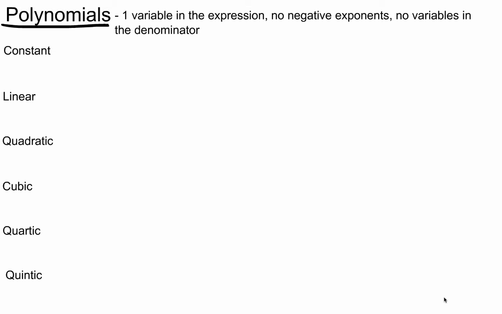So the first type of polynomial would be a constant. Let's just say we had 4. And you're probably thinking, well, where's the variable? Because there's supposed to be one variable in the expression. Well, that could be written as 4 times x to the 0 power. Because anything to the 0 power is 1, so that's really 4 times 1, which equals 4. So that's the first type of polynomial.